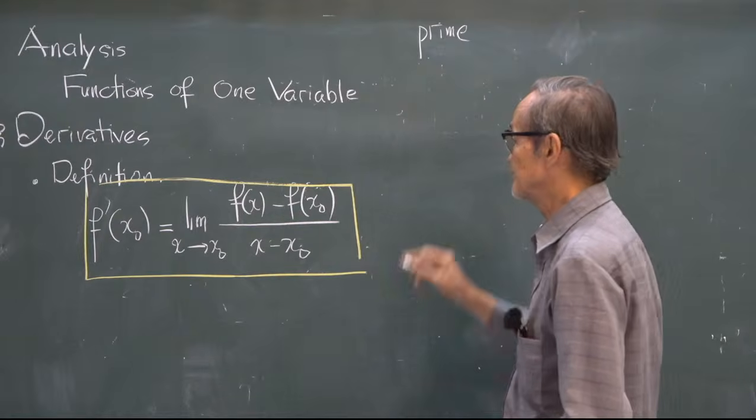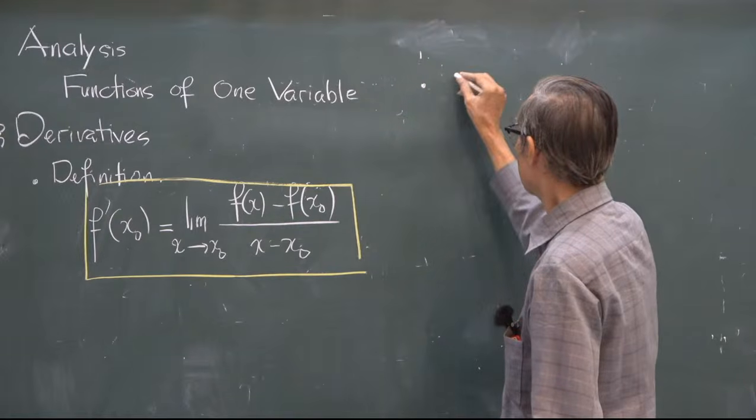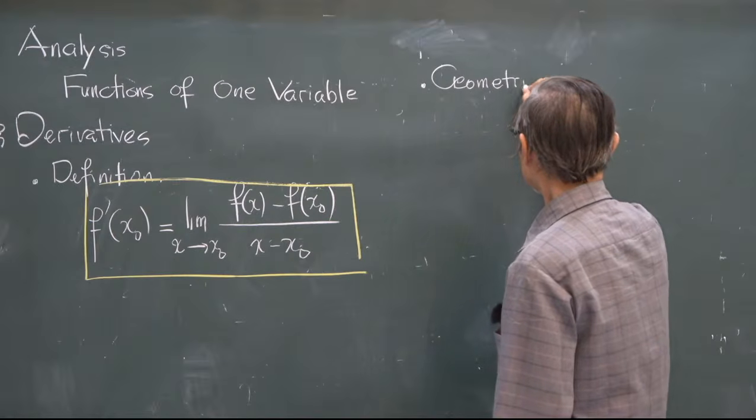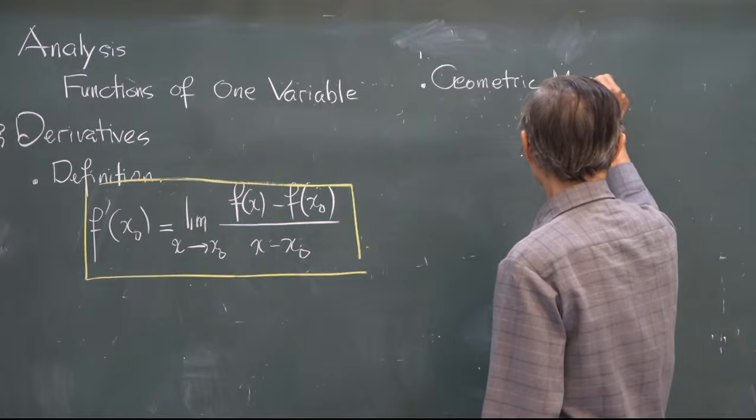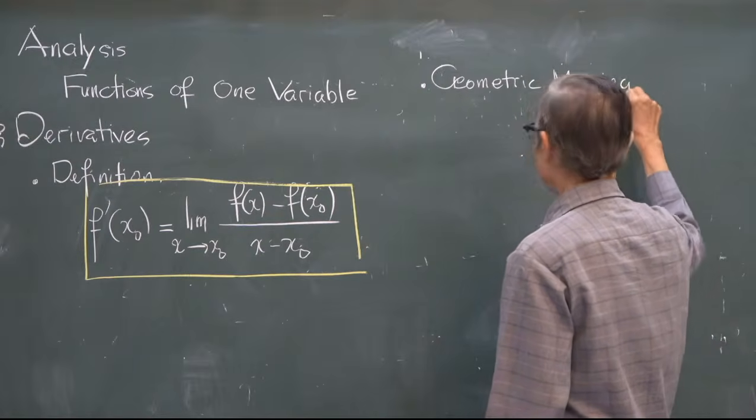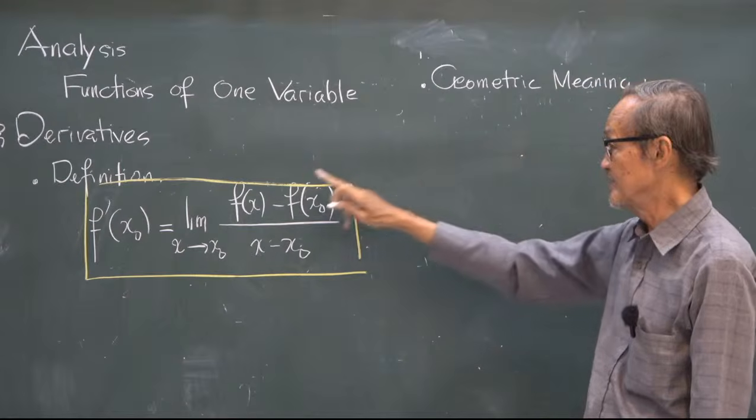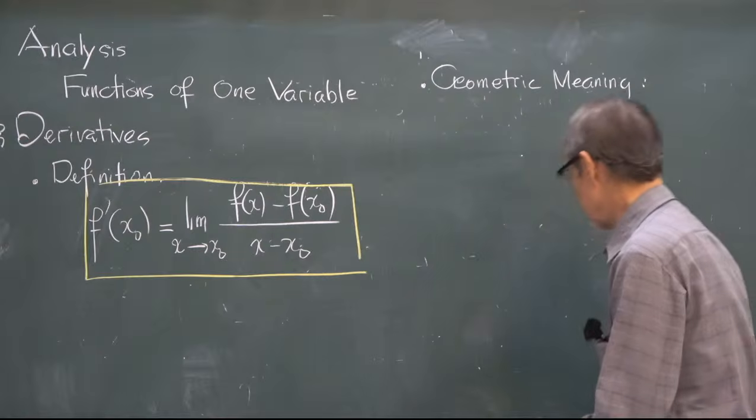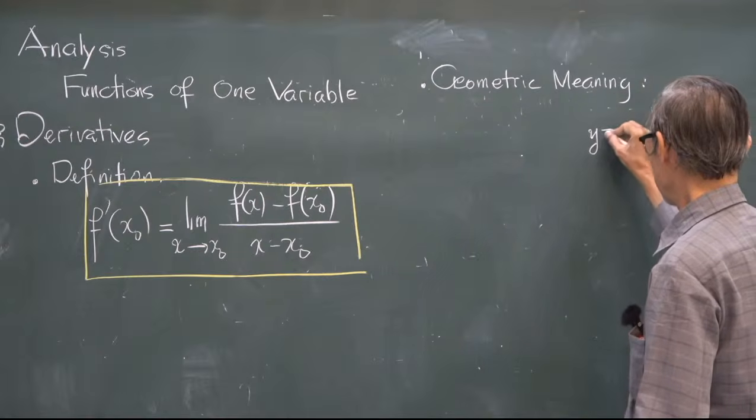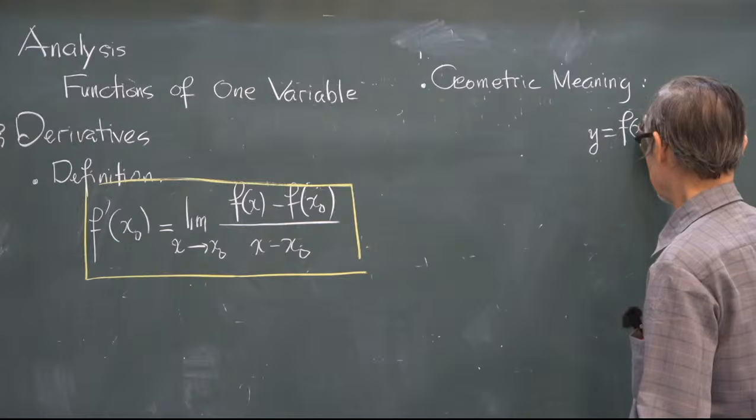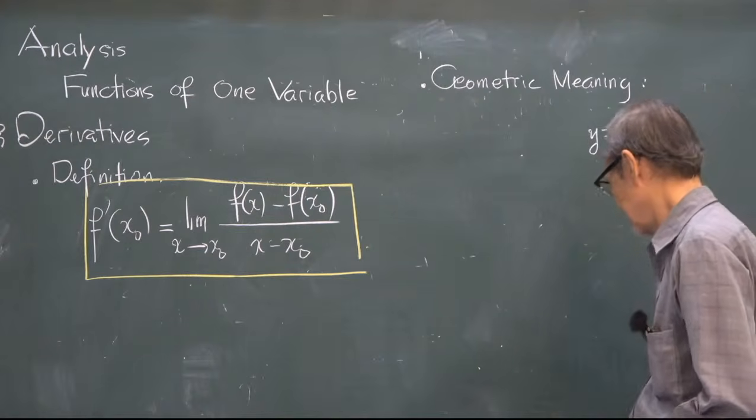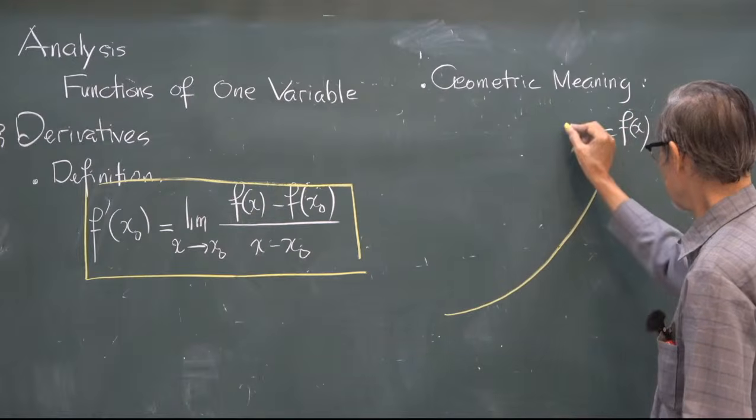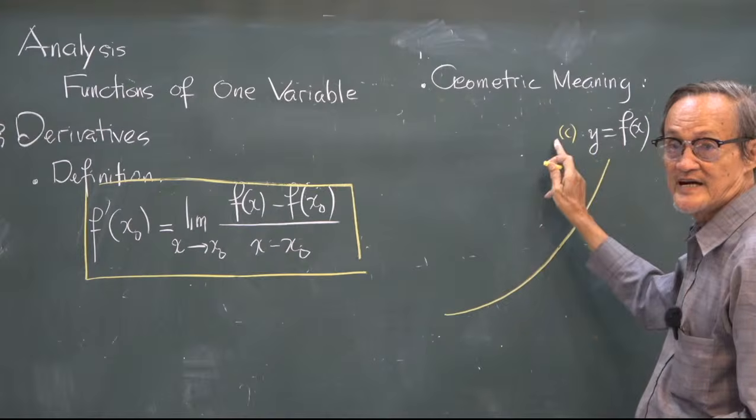Okay. And now geometry. Geometric meaning of derivative. We consider a function y equals f of x. This graph is the curve C.